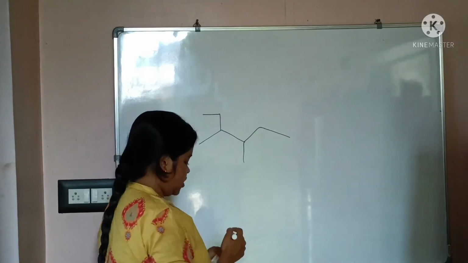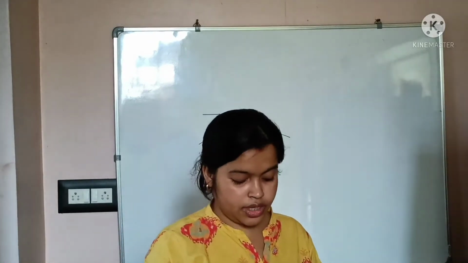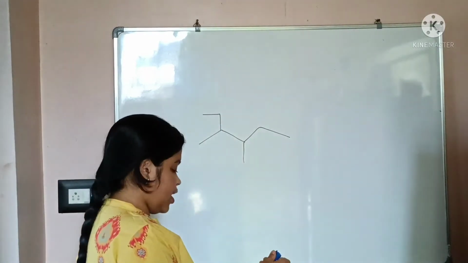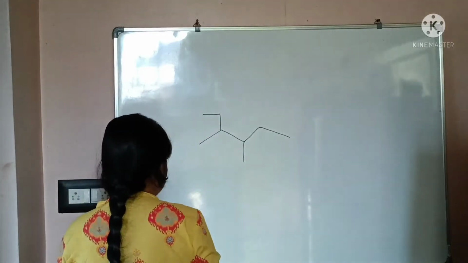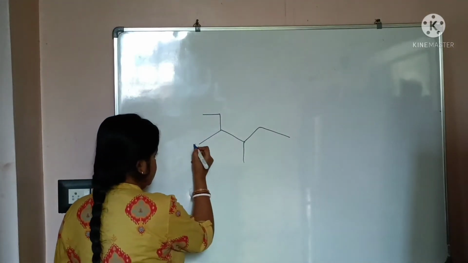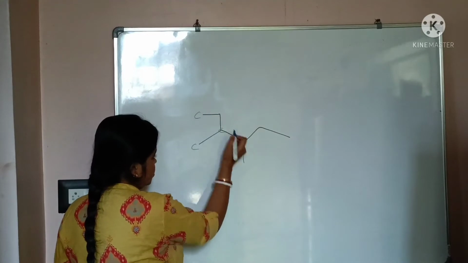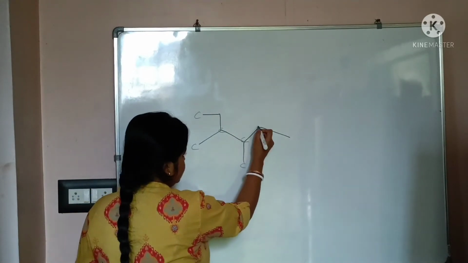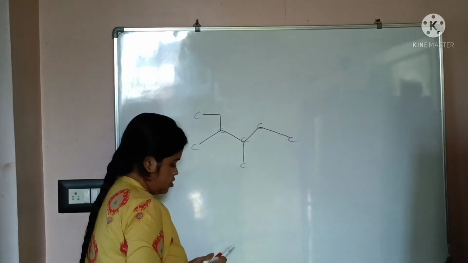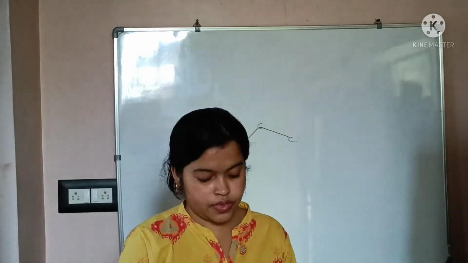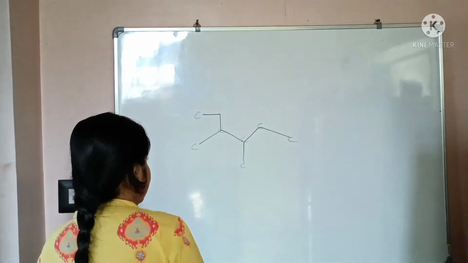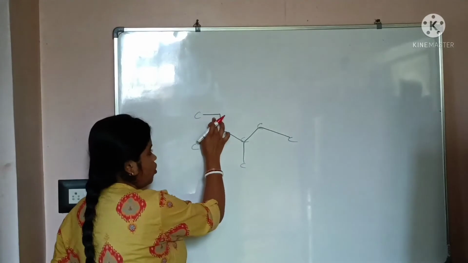So let me check with this structure. Okay. So in this structure again you consider all the carbons in all the corner positions. These are the corner positions. I have taken the carbons here. Now you see this carbon, it has only 1 hand.